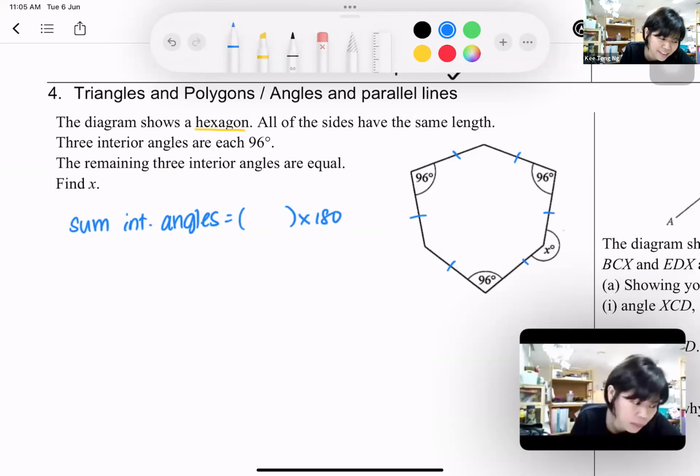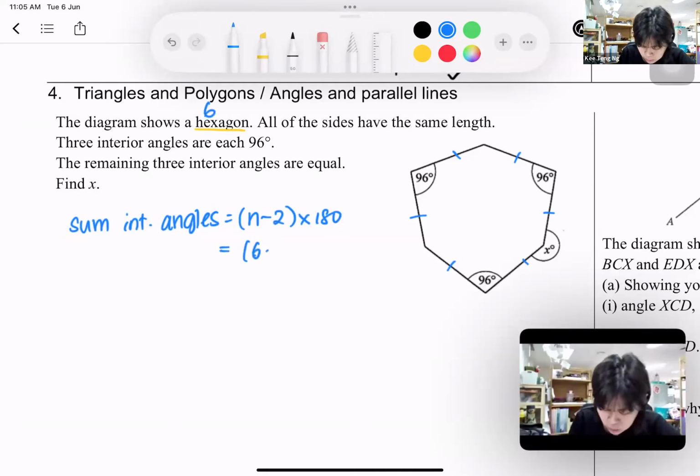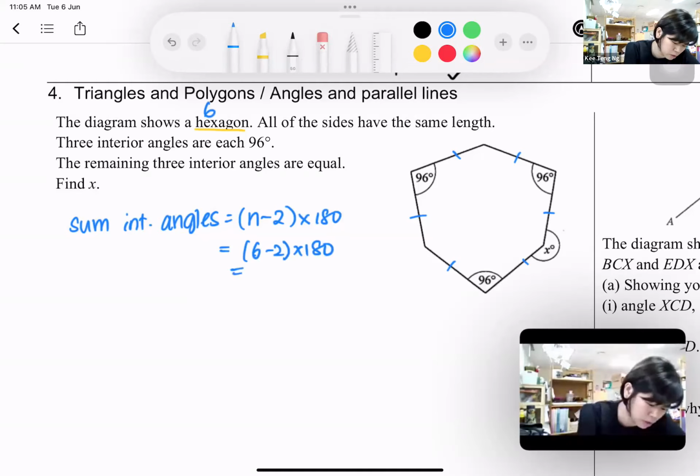N minus 2 times 180. So in this case, there are 6 sides. 6 minus 2 times 180, that is 4 times 180, which gives 720 degrees. So I have 3 of them that are 96.